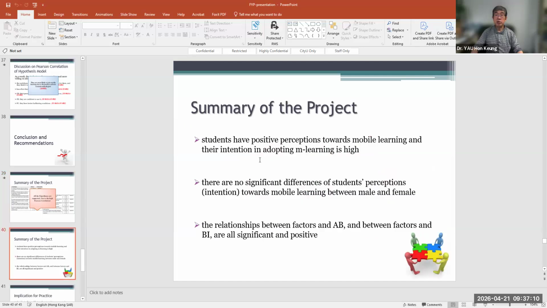So this is summary. Students have a positive perception toward mobile learning, and the intention in the mobile learning is very good, very high. There's a low significant difference between male and female. That means male and female can use the mobile learning very well. The relationship between factor A and B and between factor AB and BI are all significant and positive.